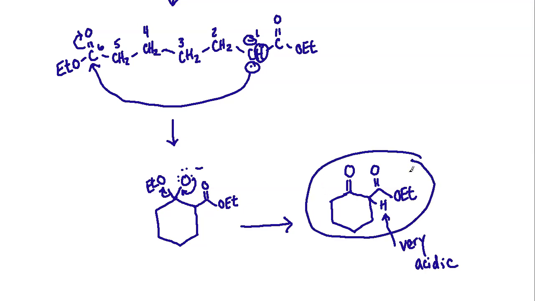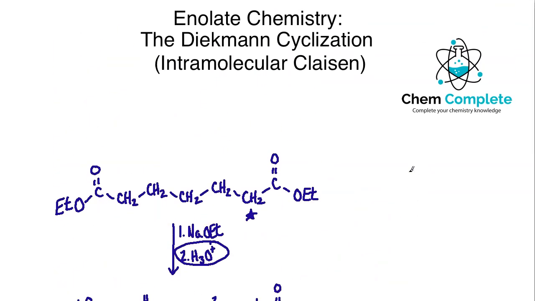Okay. So that about covers the intramolecular Claisen, also known as the Dieckmann Cyclization.